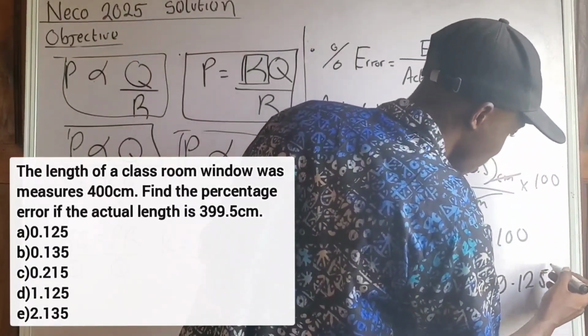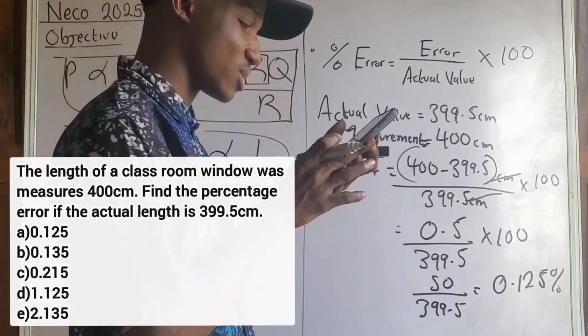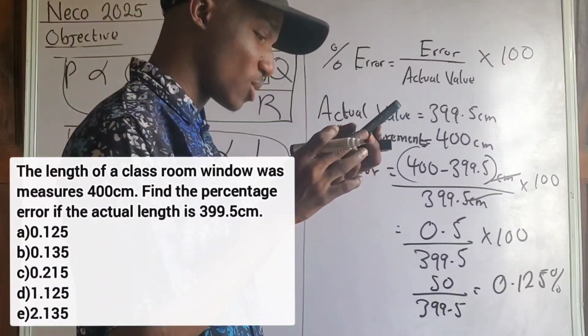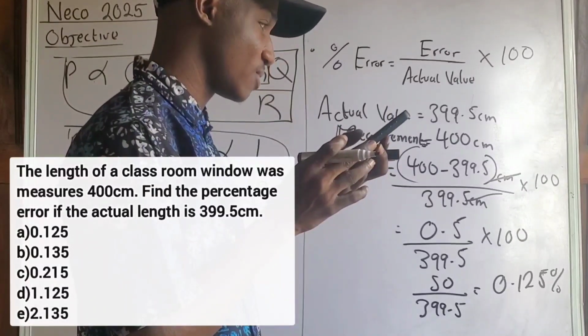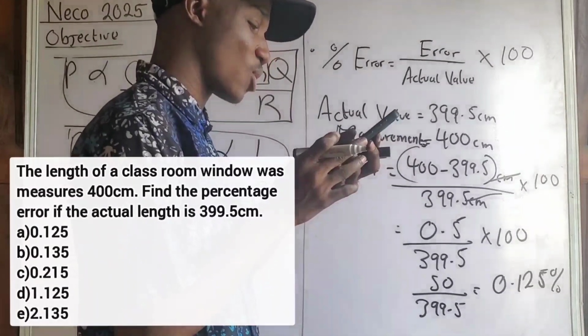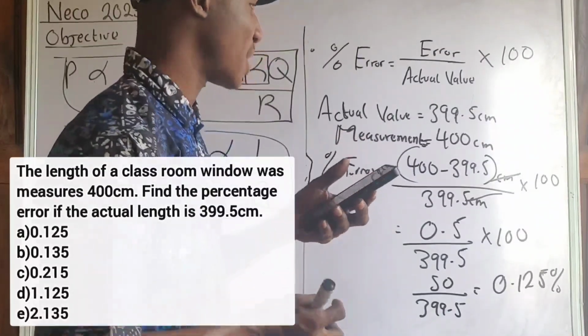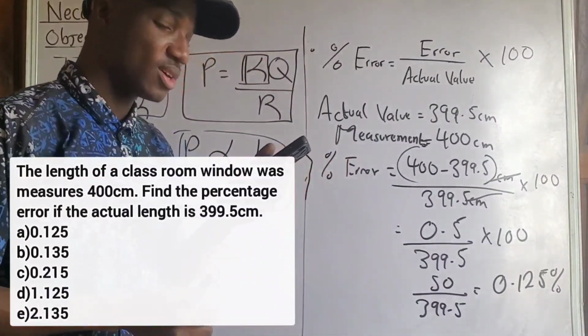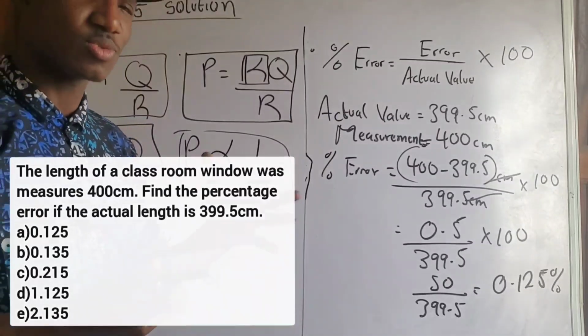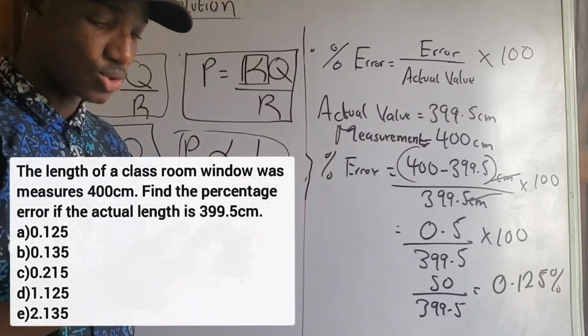0.125%. Okay. So the correct option to that question is 0.125. Do you understand? That is option A. Option A is correct, 0.125. That is the percentage error. You can see that it's simple. You just have to pay attention to the details of the question.